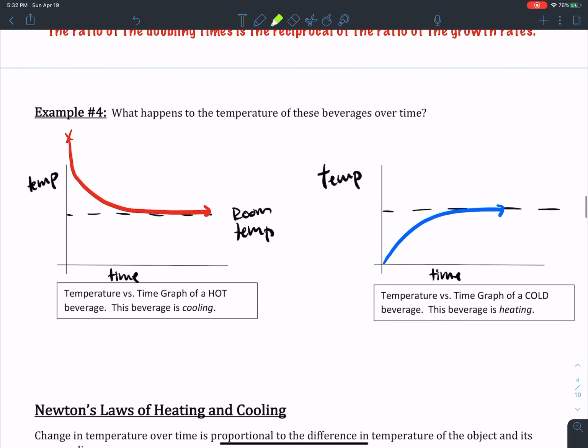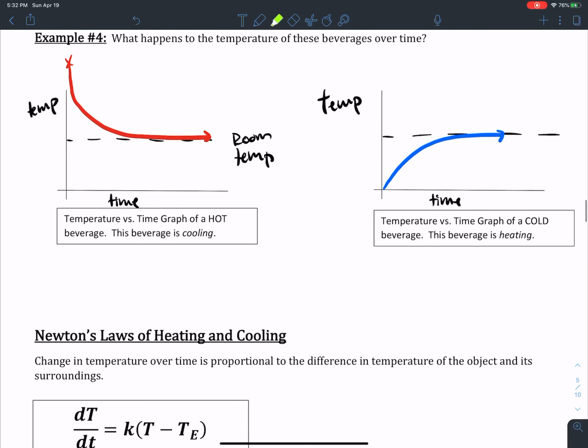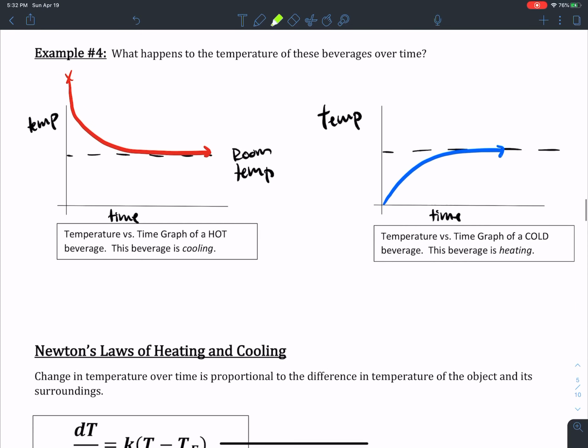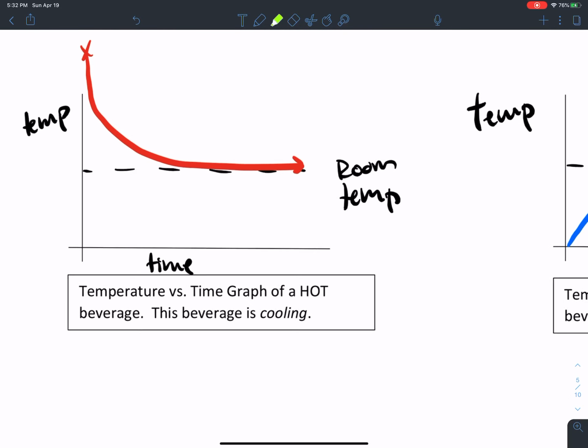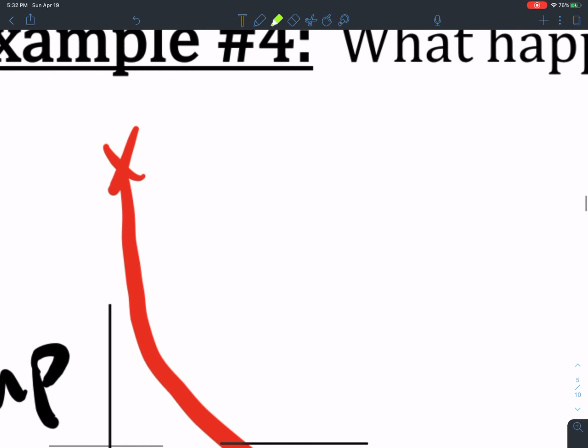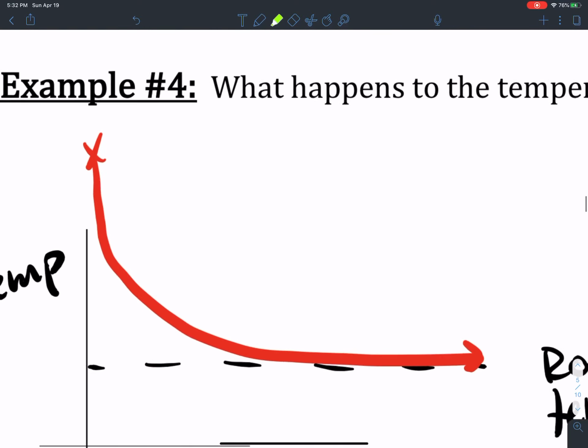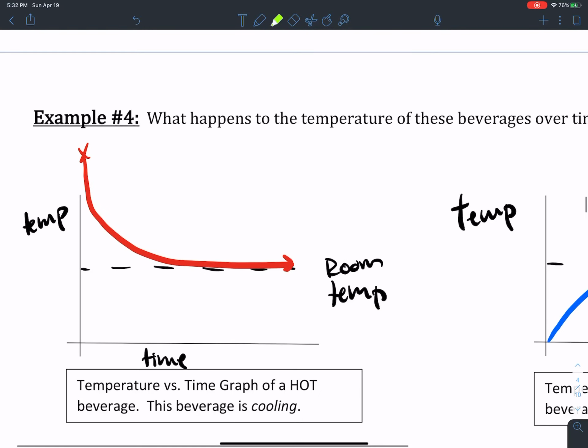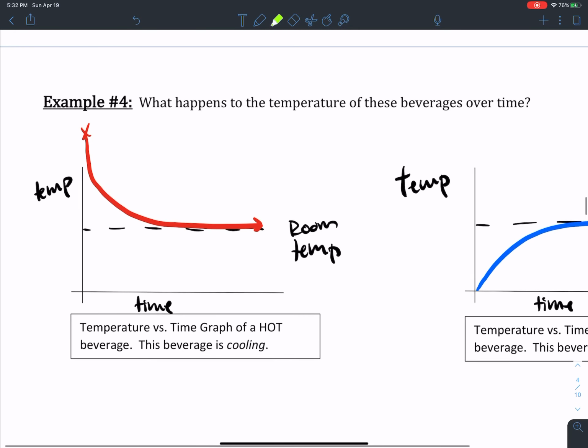The last really important thing for today is going to be Newton's law of heating and cooling. This is just a pretty straightforward idea. What happens to beverages over time? On this, I have a temperature versus time graph, and that horizontal line is just the temperature of the room. If I start with hot coffee and I place it on the table in the room, and we're just going to assume the temperature of the room is constant, it's going to cool down, but eventually it's going to approach the temperature of the room.